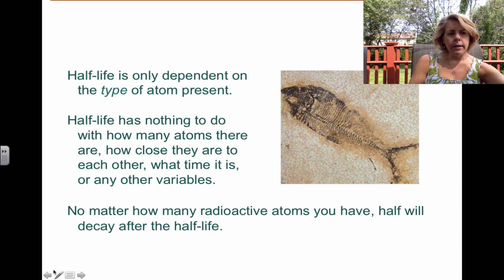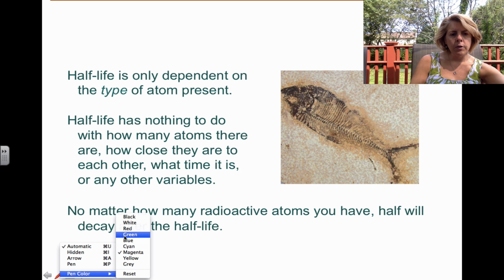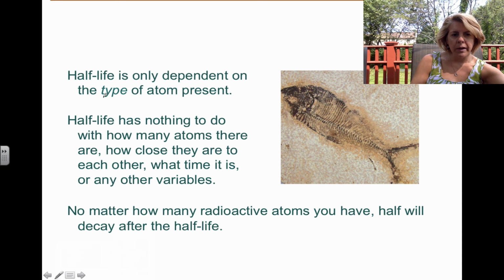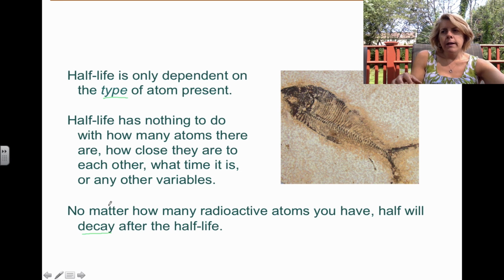Please remember that half-life depends on the type of atom. Like I said, the quicker the half-life, the more dangerous the radioactivity. It doesn't matter how many atoms there are. It just means that a certain fraction of those atoms will transmute into another element. No matter how many atoms you have, half of them will decay. So if I have 32 atoms, 16 of them are going to decay into nitrogen.